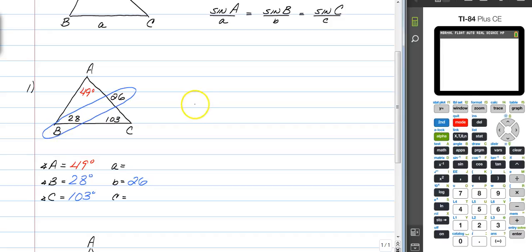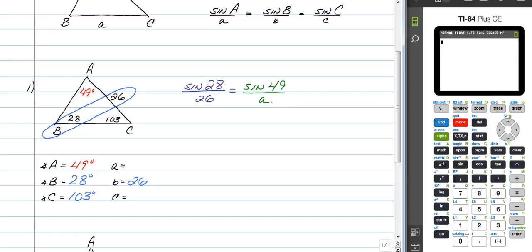So we have the sine of B, but we're going to write that down as the sine of 28 over the side length, 26, and that's equal to, now pick something else. I tend to work in alphabetical order for no good reason whatsoever, so I'm going to find A first. So I'm going to say the sine of 49 over little a. And now what we're going to do is find the side length, little a.